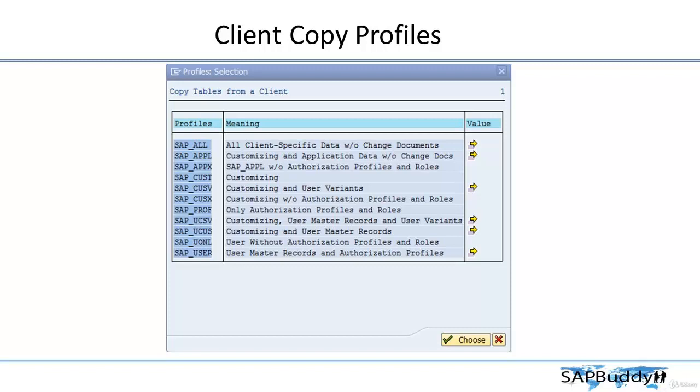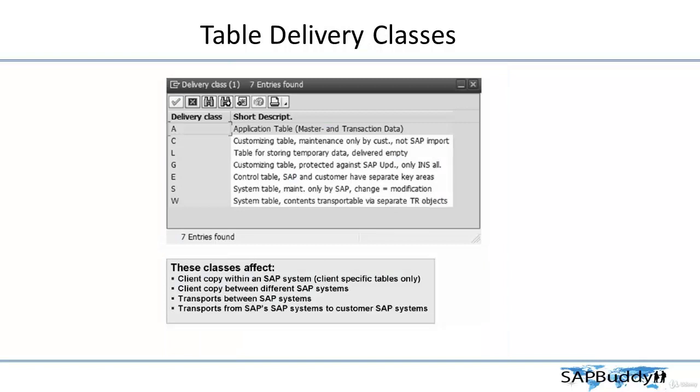If you go to SE11 and see the table properties, then you can see the class of each table. So we have the classification in each table based on what kind of information is saved in the specific table. So depending on the class of the specific table from the profile you are selecting, SAP will determine what needs to be copied, or what table classes should be copied for the specific profile selections. For example, you can see here the table class definitions of SAP.